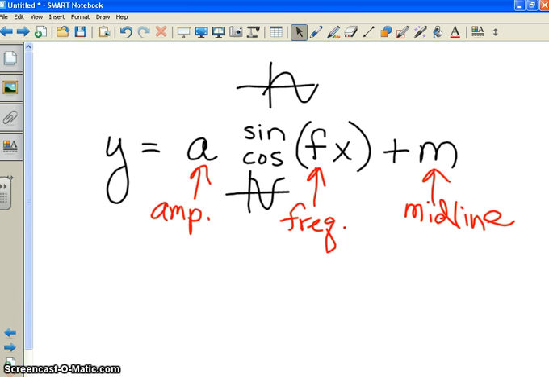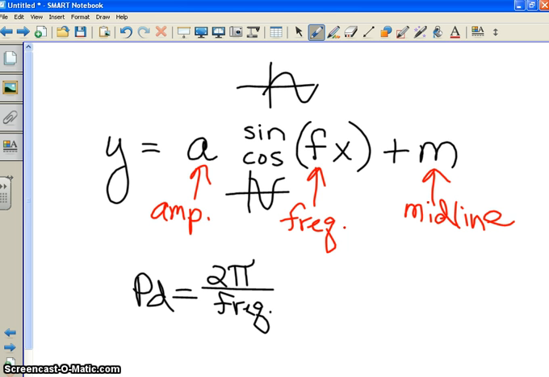And the other vocabulary word involved with waves that is not involved in this equation is the period, which you can calculate if you know the frequency. You simply take 2 pi and divide it by your frequency. So if you have 3 waves that happen between 0 and 360, 2 pi divided by 3 will be the period. And likewise, if you know the period, you can change this equation around to figure out its frequency.